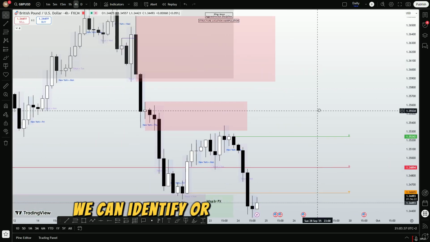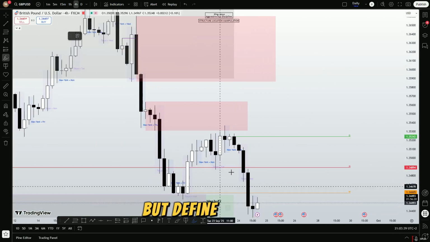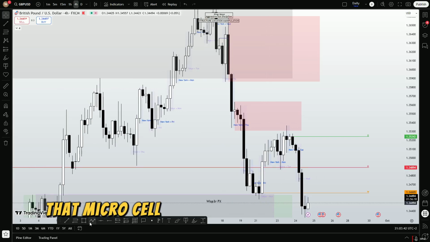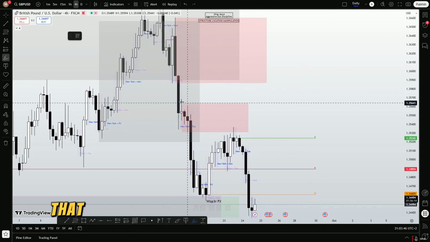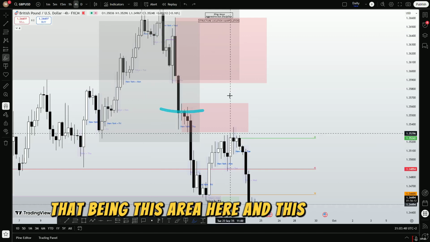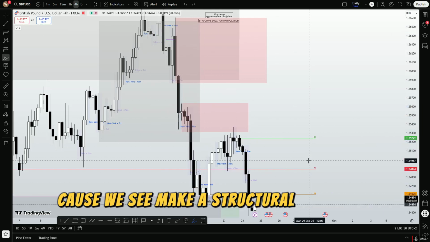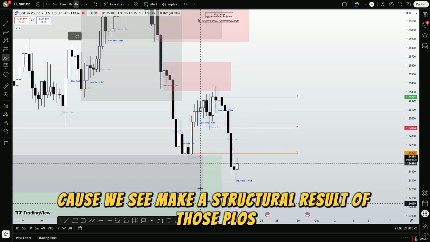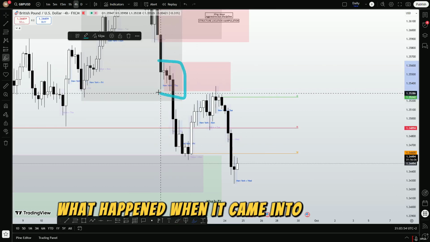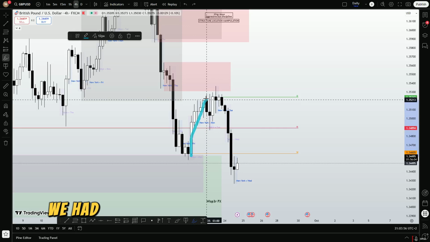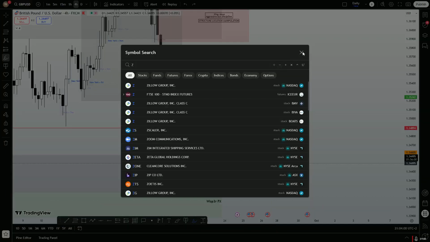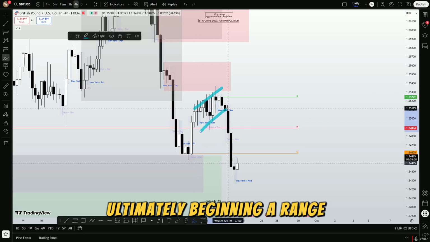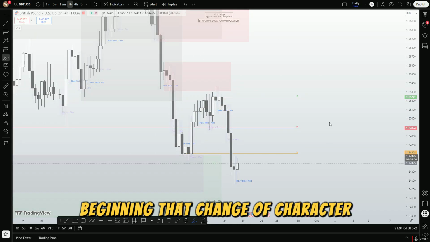We can define that buy to sell area into two main key areas, that being this area here and this area here, because we see breaker structure as a result of those POIs. What happened when it came into this POI? We had a strong push up, price slowing down, ultimately beginning a range, beginning that change of character.